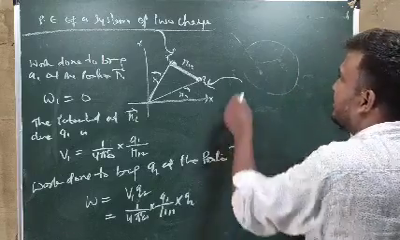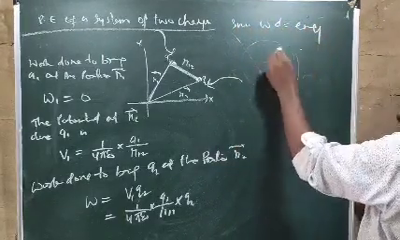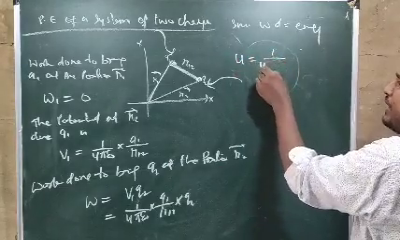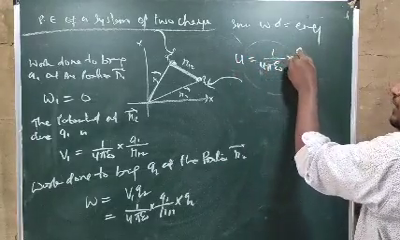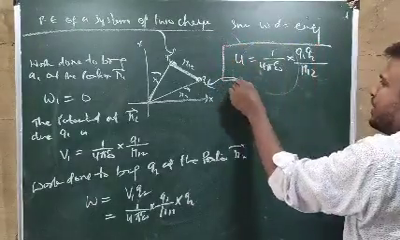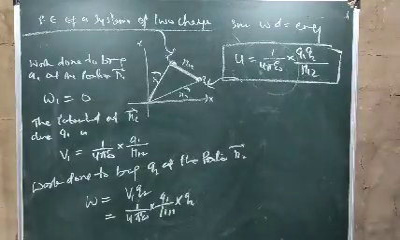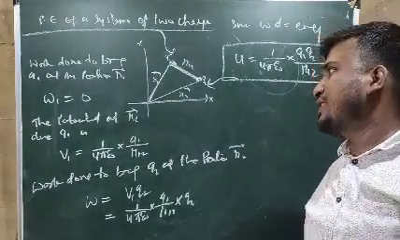So since work done is stored as energy, the potential energy U will be equal to 1 by 4 pi epsilon naught multiplied by Q1 Q2 divided by r12. So this is the potential energy stored in arranging a system of two charges.